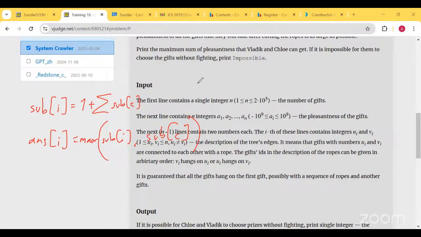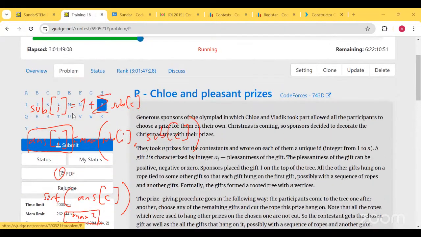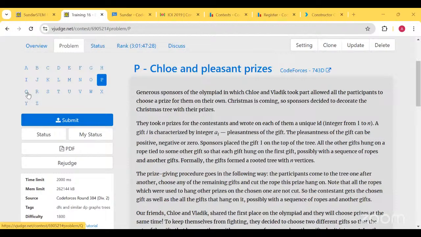All right. So for each node, just sort all of the answers of the children. If the number of children is greater than 1, then just take the two maximum, right? All right. Is it correct? Okay. Is there any question about problem B?